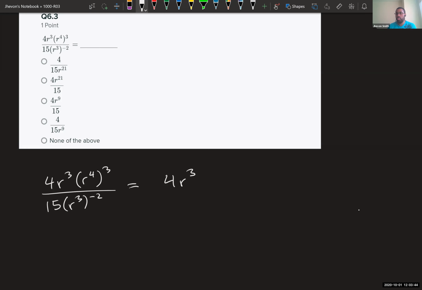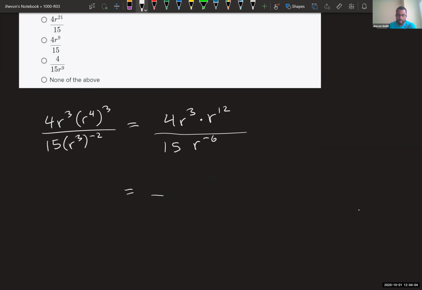R to the fourth to the cube would be what? R to the 12. We multiply the powers. That's the rule. R to the cube to the -2 would be what? -6. Okay, now keep going. Can I simplify the numerator? Yes. What does that become? 4r to the 15th, because I add the powers.